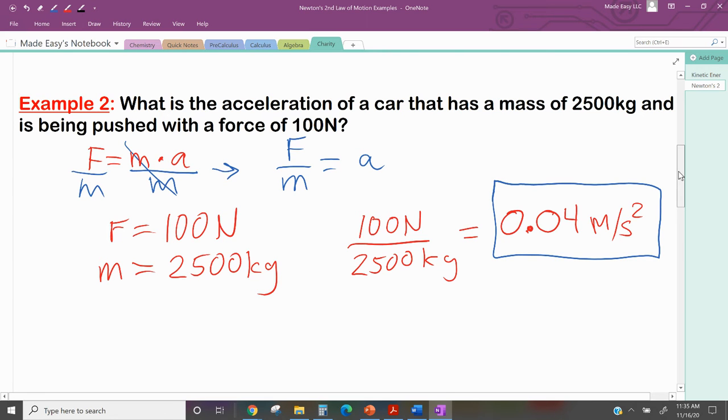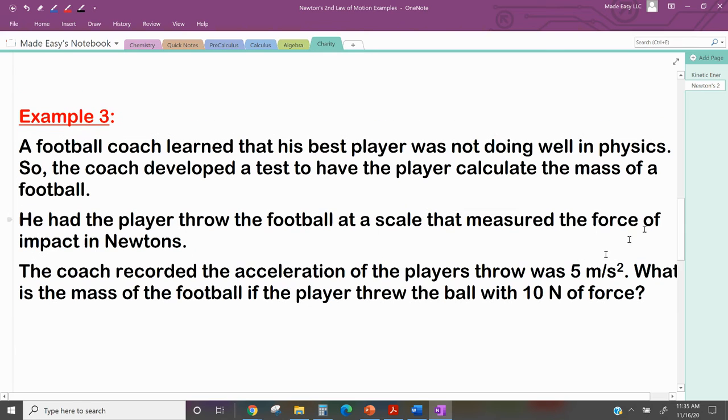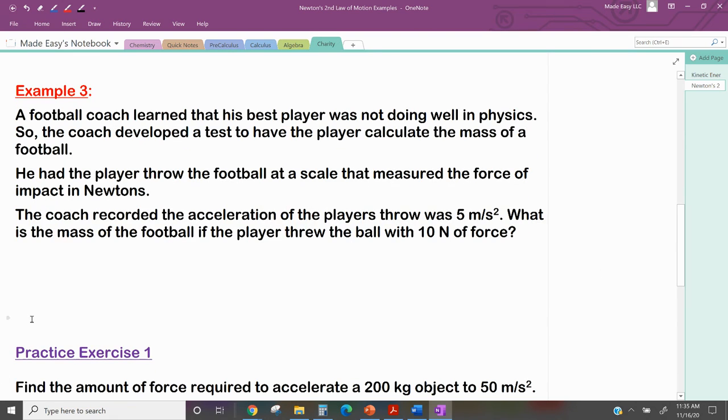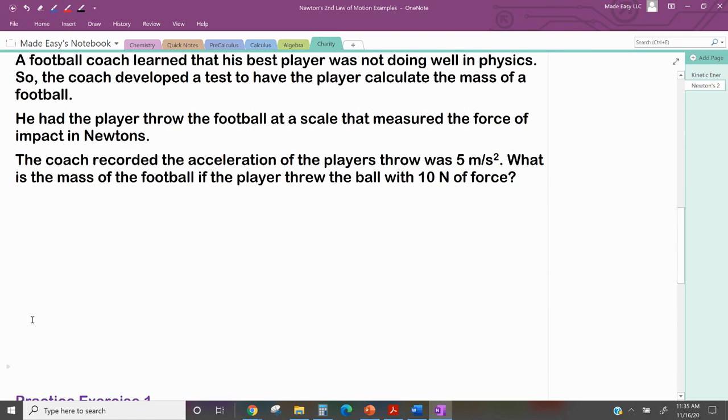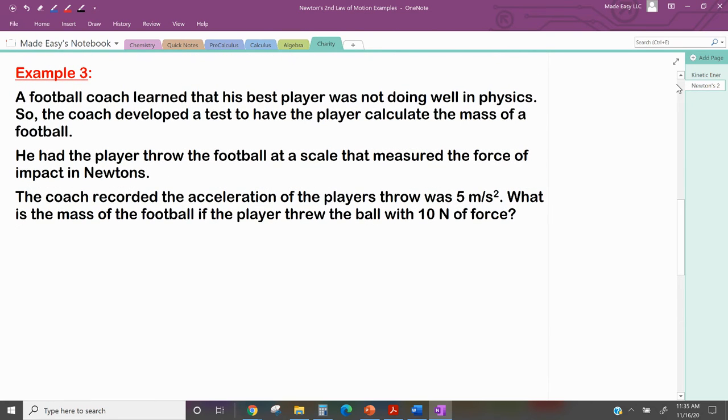All right, let's try one final example. So if I can zoom out a little bit here. Example 3, a football coach learned that his best player was not doing well in physics. So the coach developed a test to have the player calculate the mass of a football.